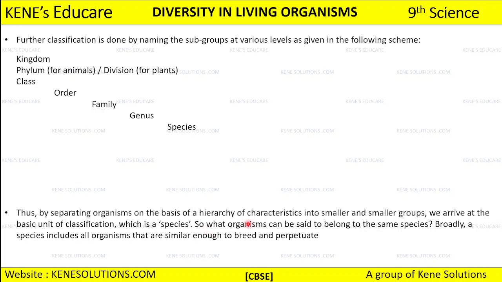Okay, so what organisms can be said to belong to the same species? What do you think? Which organisms can we say belong to the same species? So broadly we can say that a species includes all organisms that are similar enough to breed and perpetuate. Okay, a species has all organisms which are similar enough so that they can breed as well as perpetuate together.